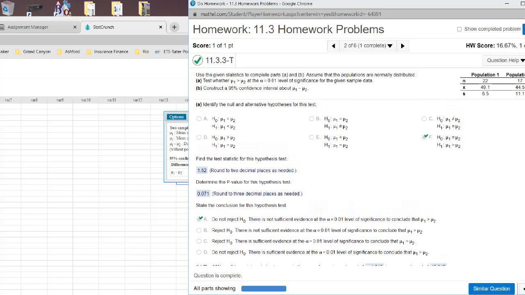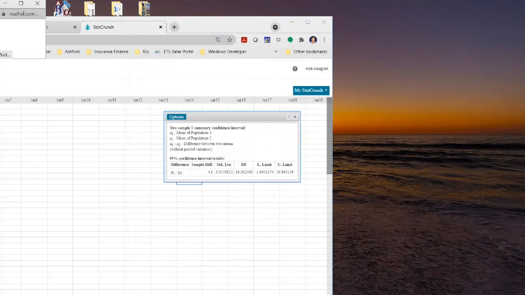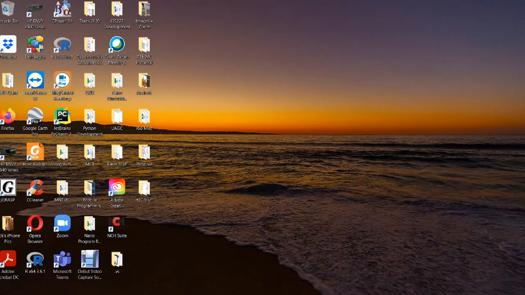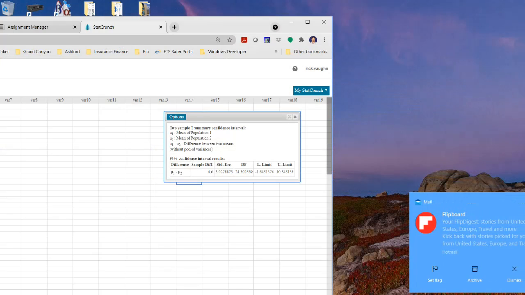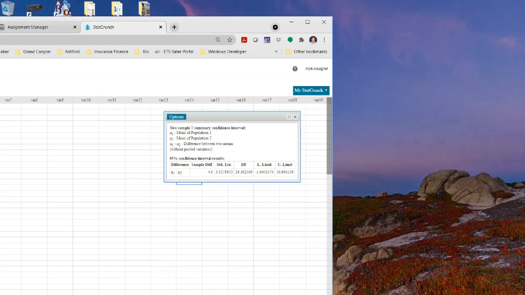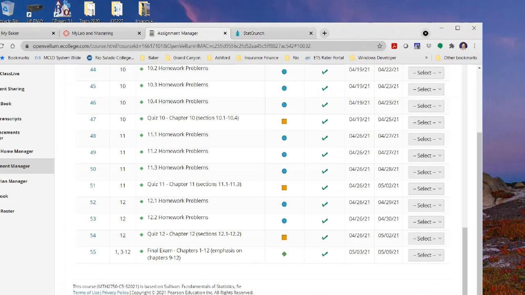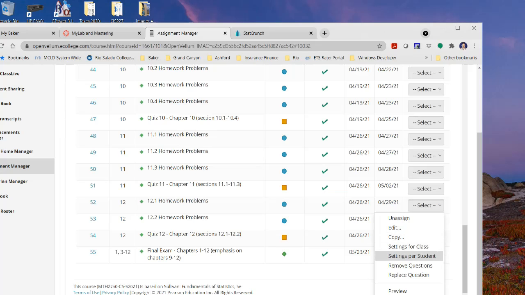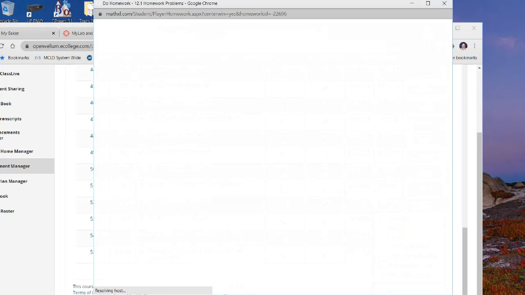All right, now I'm going to close this particular homework window down. Another question came in from the homework that I'd like to look over with you. So we're going to look now at chapter 12.1 and question number 2.